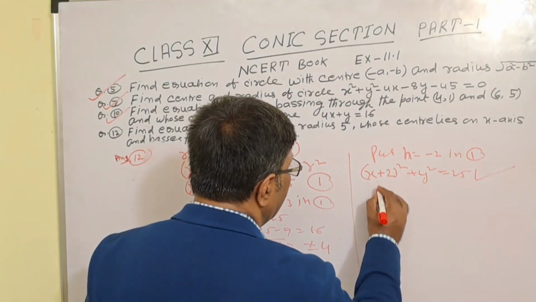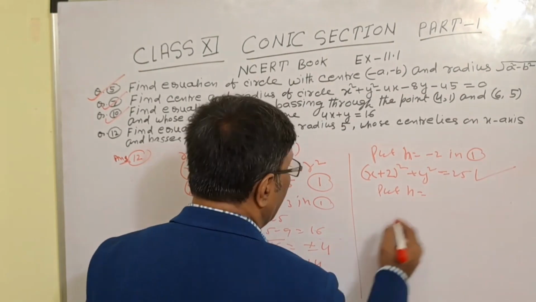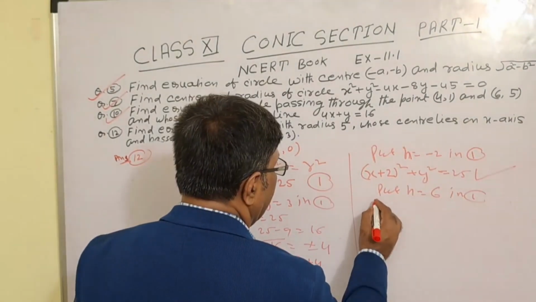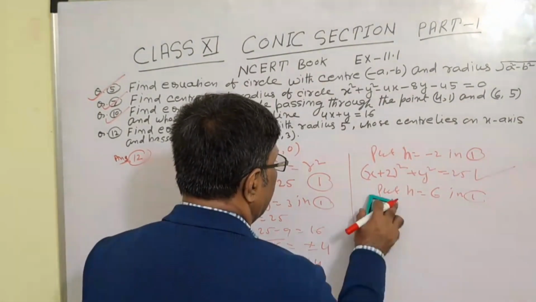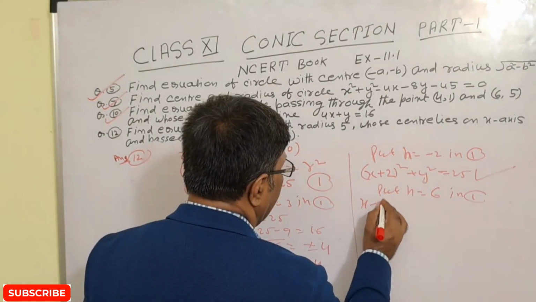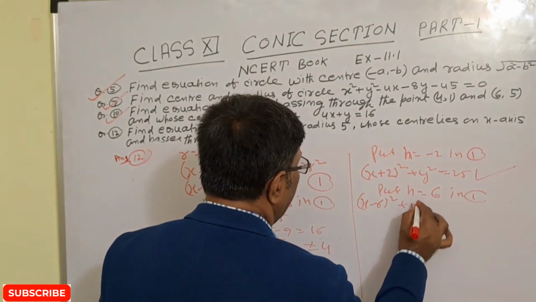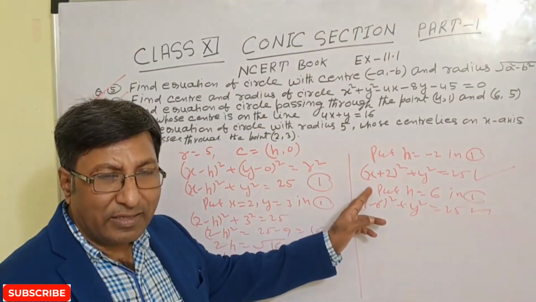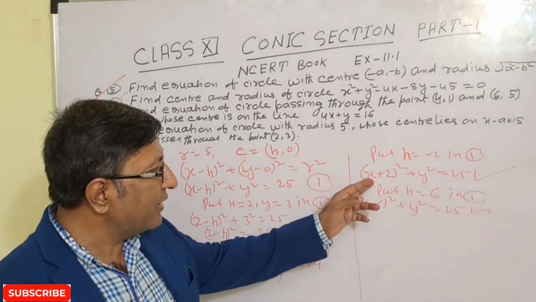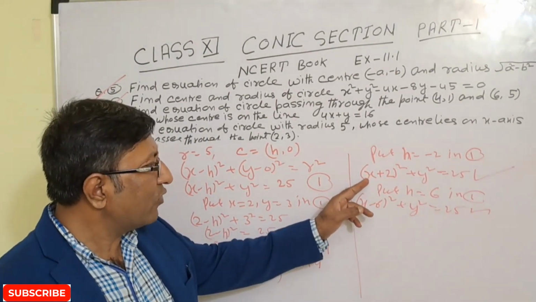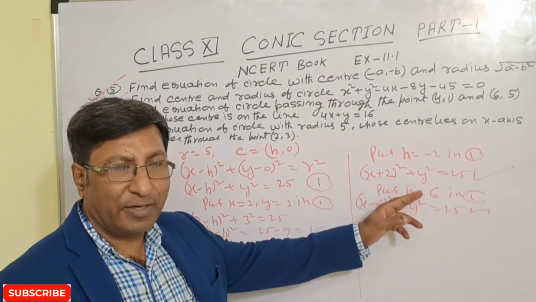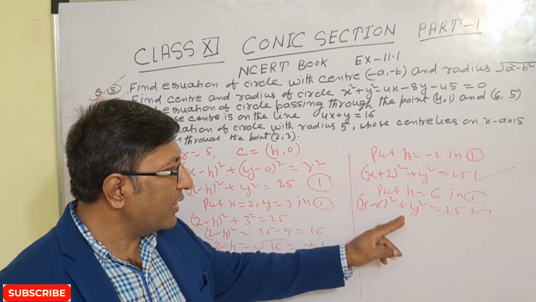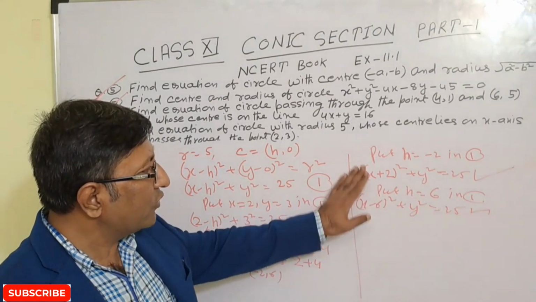In the same way, put h equal to 6 in the first equation. Then you will get x minus h, so this is x minus 6. So this is (x minus 6) whole square plus y square equal to 25. So this is also a correct answer. We can expand this using (a plus b) whole square: x square plus 4x plus 4 plus y square equal to 25. Also here, x square minus 12x plus 36 plus y square equal to 25. So this is also the right answer.